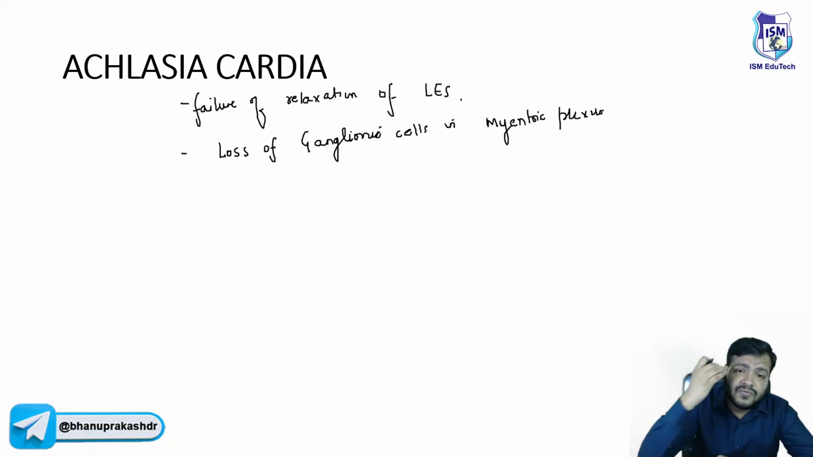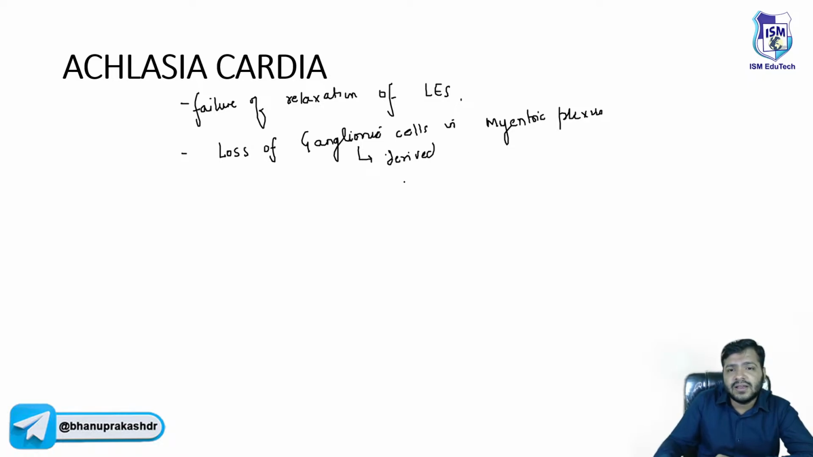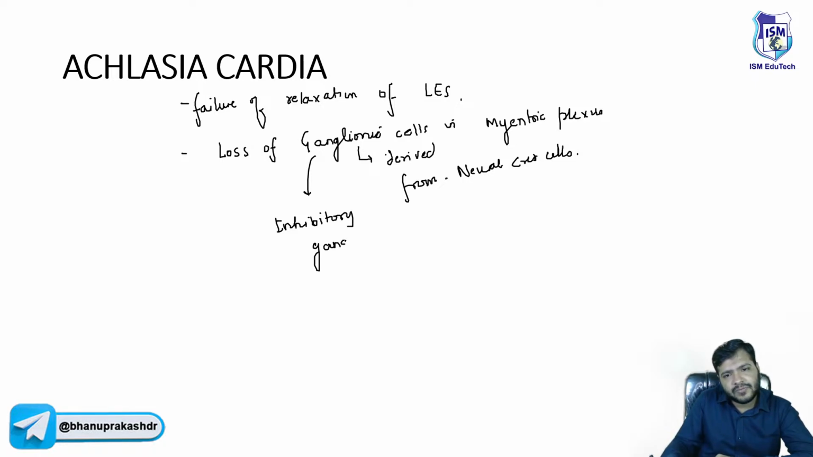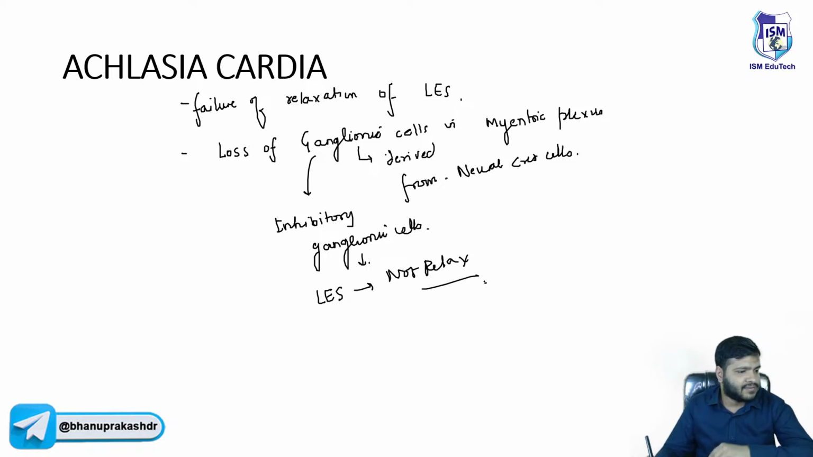Now these ganglionic cells are derived from neural crest cells, right? These ganglionic cells are inhibitory ganglionic cells, and if there is a loss of these cells, what will happen? The LES will not relax.